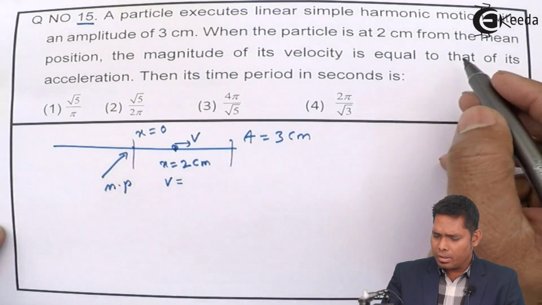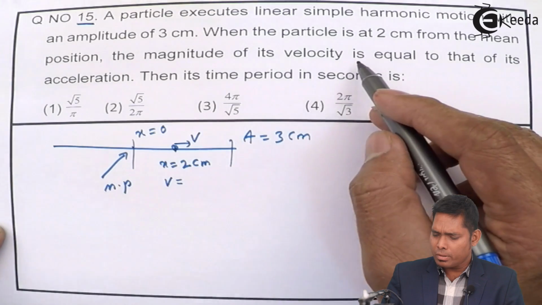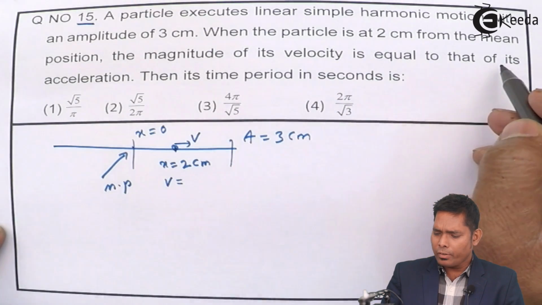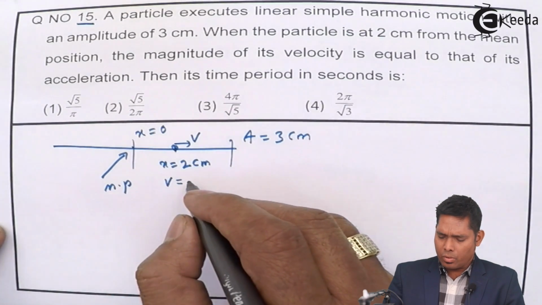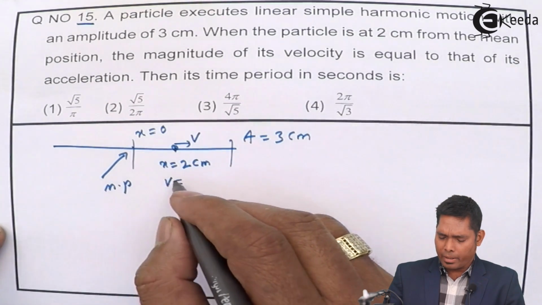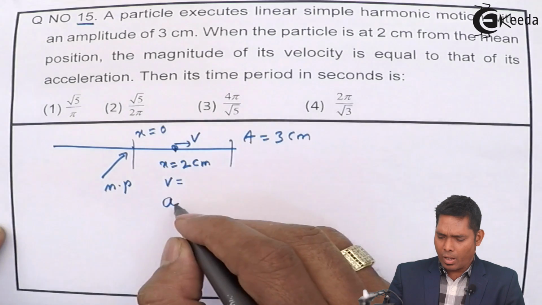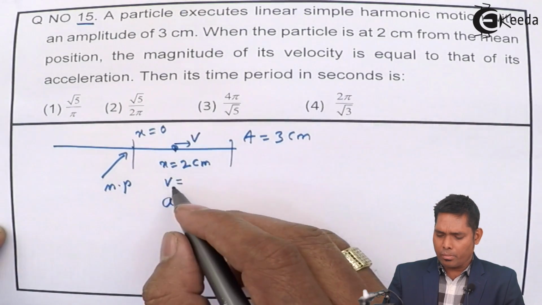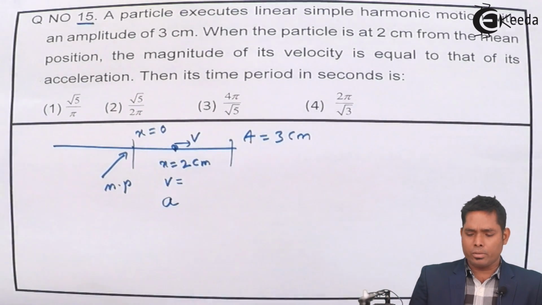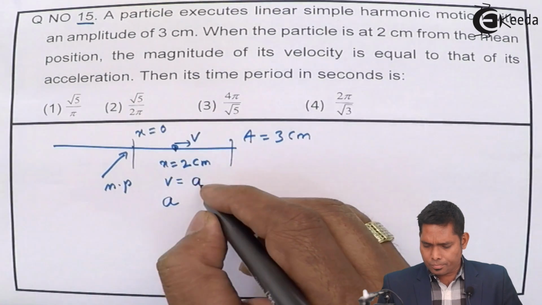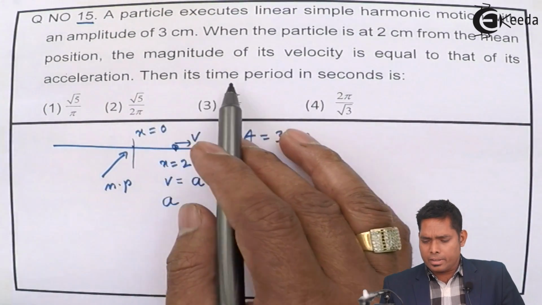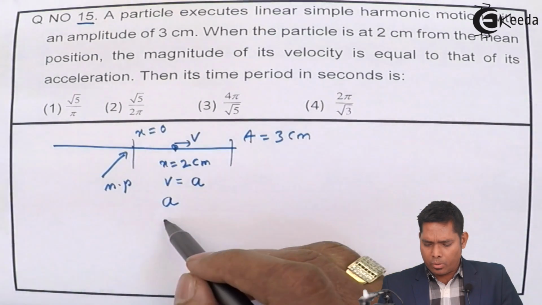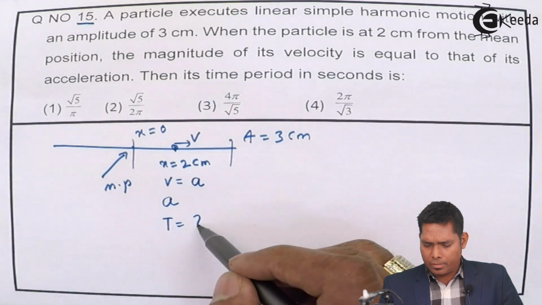the magnitude of its acceleration. So the velocity in terms of magnitude is the same as that of its acceleration. Then its time period in seconds will be, you have to find the time period.